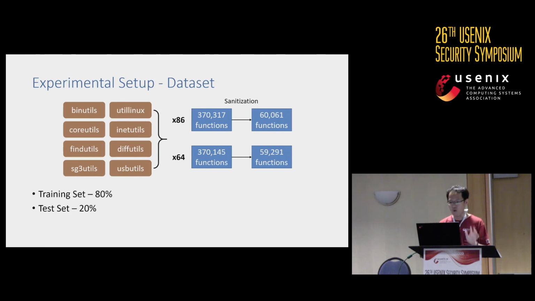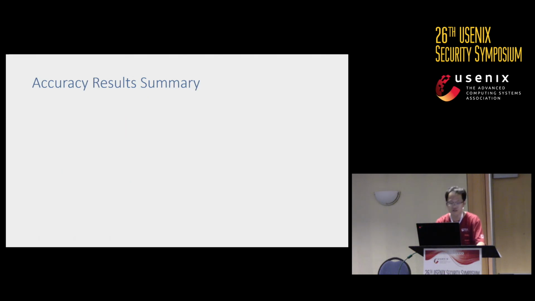This highlights how binaries can contain a large amount of similar functions, and if one is not careful with sanitization, this can have an effect on the accuracy by artificially inflating how good the approach is. With that said, we separate the sanitized data set by randomly selecting 80% of it as training set and the remaining 20% as testing set. So here I'll go through a brief summary of the accuracy results.